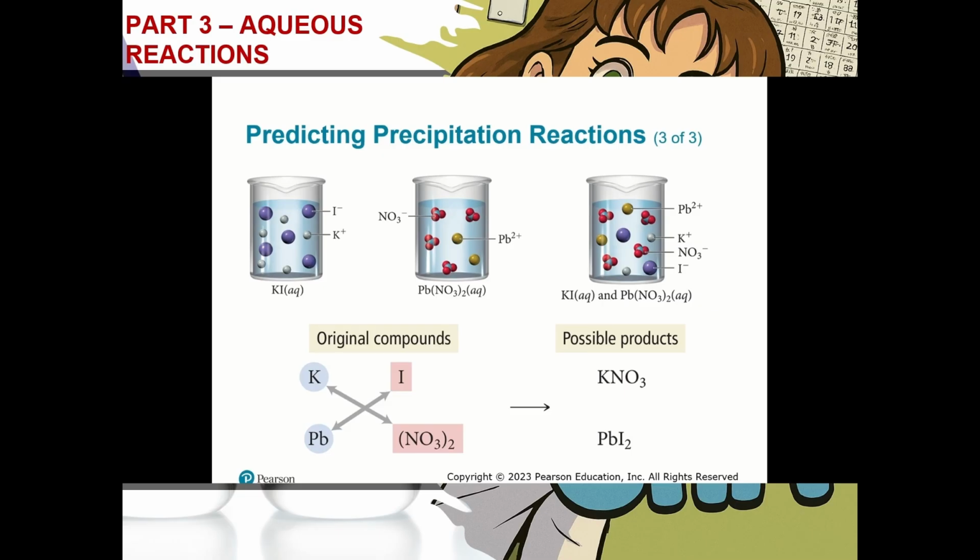So here again, just to show you how you exchange the pairs: potassium iodide and lead(II) nitrate. See, this is the positive charge, this is the negative charge, and then you swap to form new possible products over here.